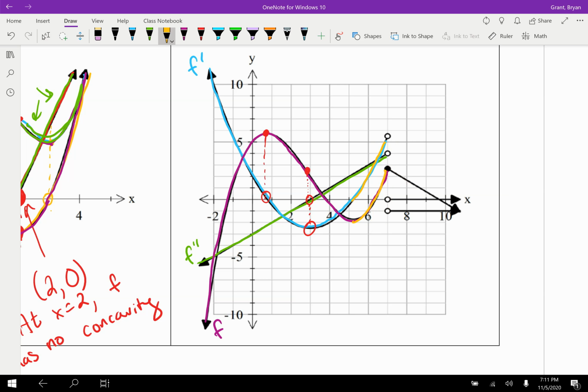Well, then on the other side, and this is where things get good, if we assume that this is the rest of my f graph, and I'm going to go ahead and do that in purple, then think about the slope.